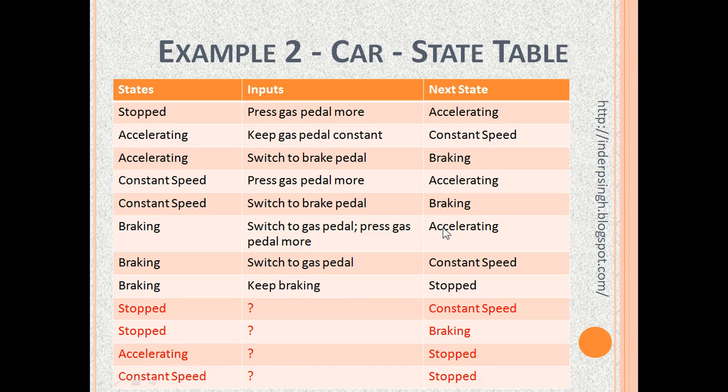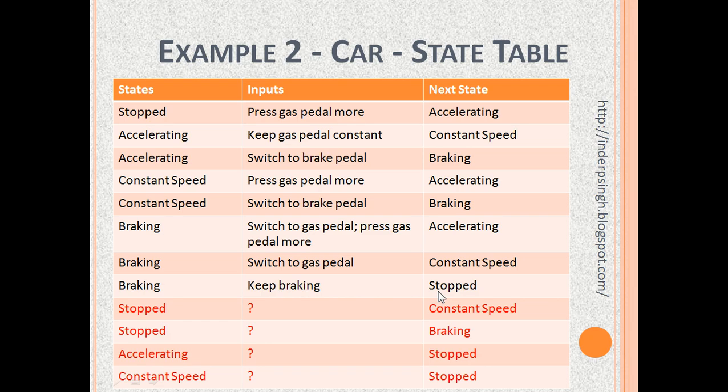For example, if you are braking and then you find that the traffic is clear and now you want to increase the speed of the car, you can change from the braking state to the accelerating state. From the braking state, you can go to the constant speed state. That means you were braking earlier, but now you want to maintain a constant speed. And from the braking state, if you keep on braking, then the car will stop.